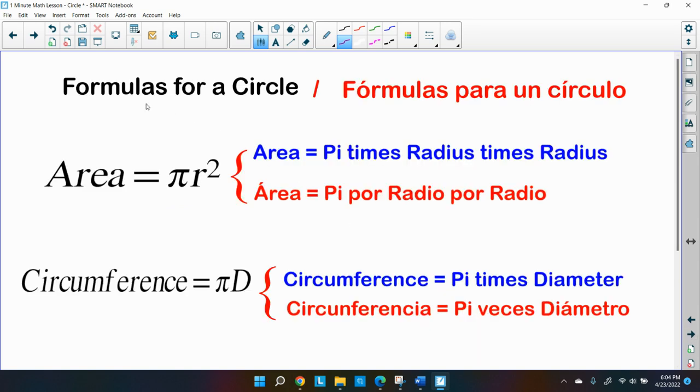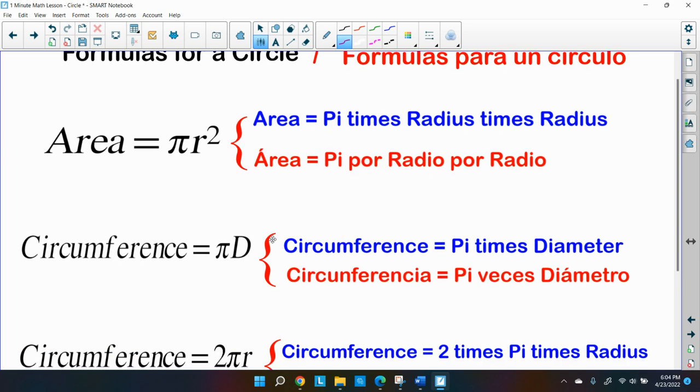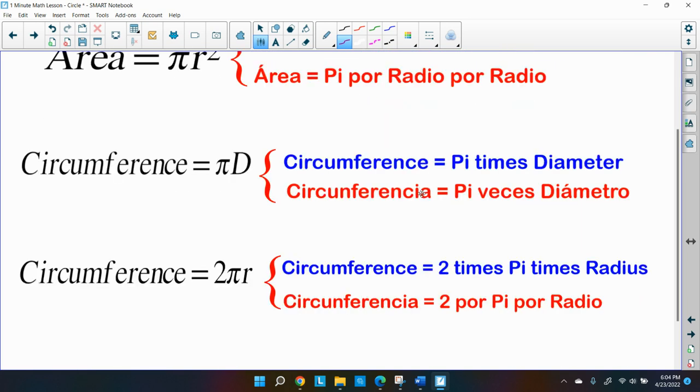So let me bring those formulas here. And the formula for a circle is area equals pi r squared. So now I'm introducing the area formula to you. I like to write it as area equals pi times radius times radius, because some people are unfamiliar with the square term, which means bringing it to an exponent of 2. So in case you are, don't worry, just multiply it twice, the radius times radius, and then you multiply that by pi. The circumference formula is similar.